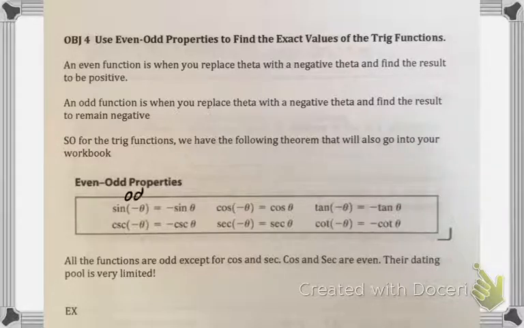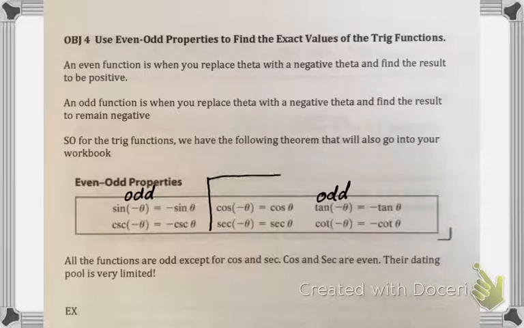They are odd. What does that mean? That means that if I have a negative angle, I can't have that. So what I want to do is take the negative out. And when I take the negative out, it remains there for sine and cosecant. So sine and cosecant are odd. The other ones that are odd as well are tangent and cotangent. So once again, if you see a negative in front of the angle, you can't have that. So you have to apply what's called even odd properties. So tangent, cotangent, sine, and cosecant are odd.